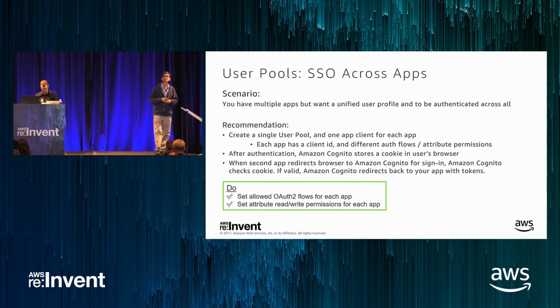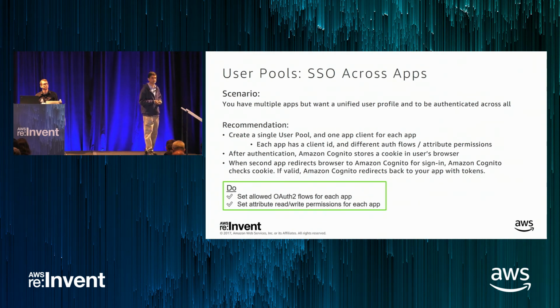So what you can do is create a single user pool. You don't need to have one user pool for each app. With a single user pool, all your users are in that user pool, and you can have multiple apps which access the user pool and use it for authentication. Then for each app, you can choose what it should access, what attributes it can read or write, and what kinds of authentication flows each app should be able to use, right?